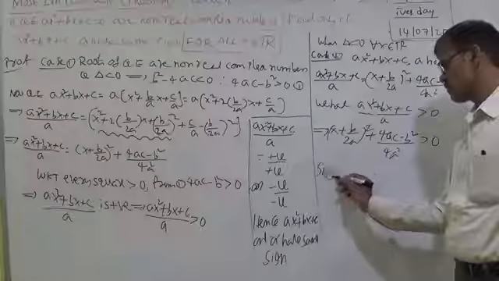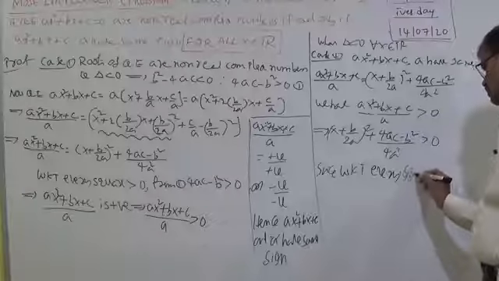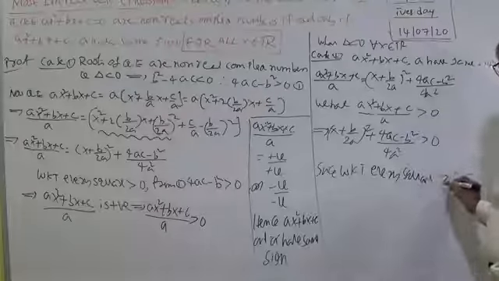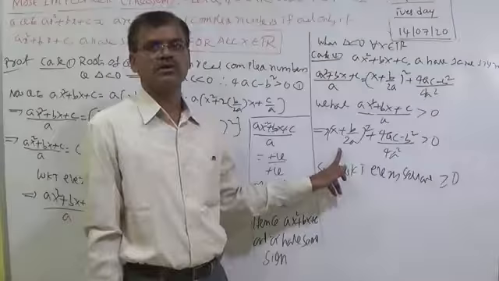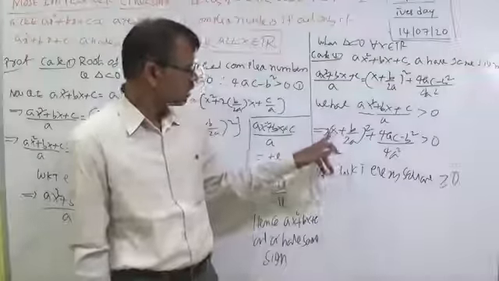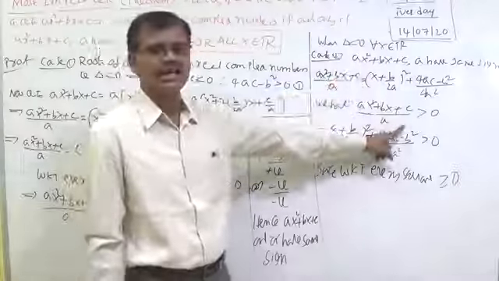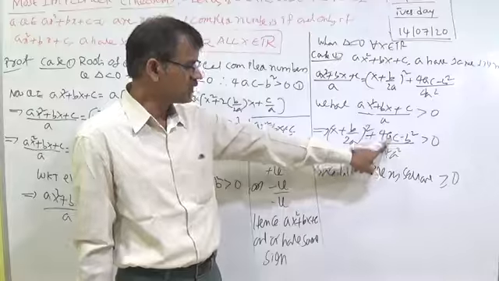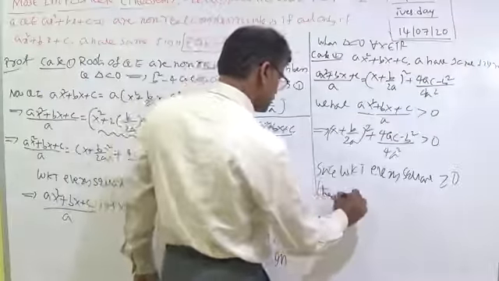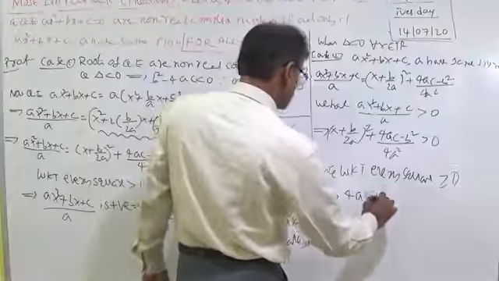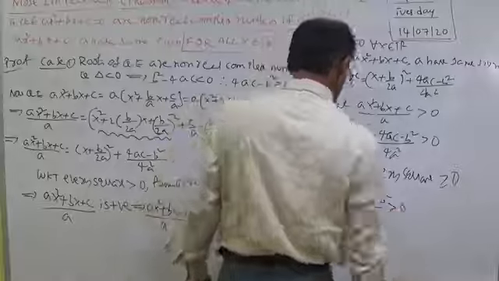Since we know that every square is greater than or equal to 0, there is a chance to get x equal to minus b by 2a also. If you put minus b by 2a, it becomes 0. If it is 0, we know that the total answer is greater than 0, that is positive. Therefore, 4ac minus b square by 4a square is 100% greater than 0.